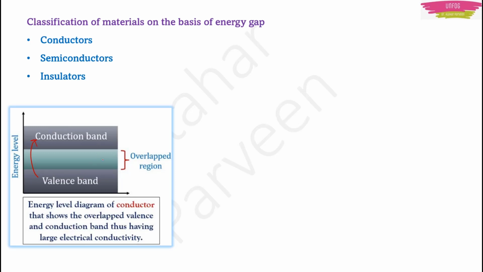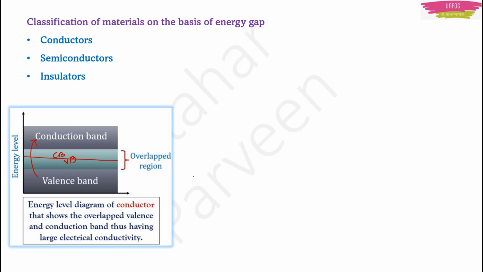Because there is no distance. Actually here, this entire thing, they are overlapped. Here the conduction band is also there, the valence band is also there. This is not the gap between conduction band and valence band. In conductors, the conduction band and valence band get overlapped. That's why electrons from the valence band can easily go to the conduction band.